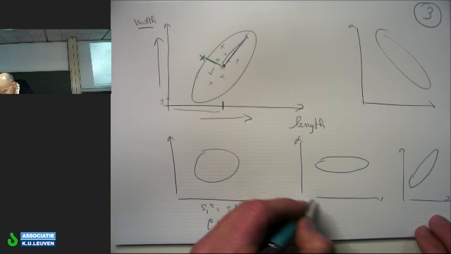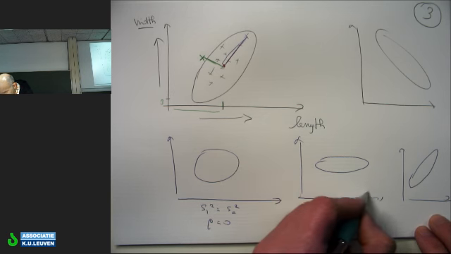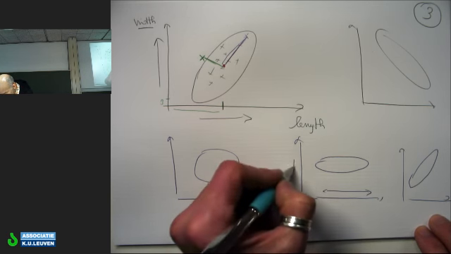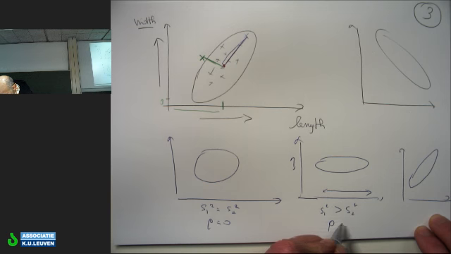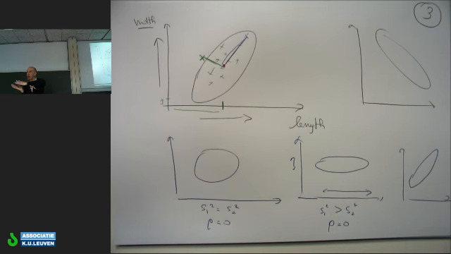But in this case, the variability in this direction is much bigger than the variability in that direction. So S1 square is much bigger than S2 square, and the correlation is actually still equal to 0 because there is no orientation. It's just a horizontal orientation or vertical orientation for that matter. So there is no information in the first variable about the second one.